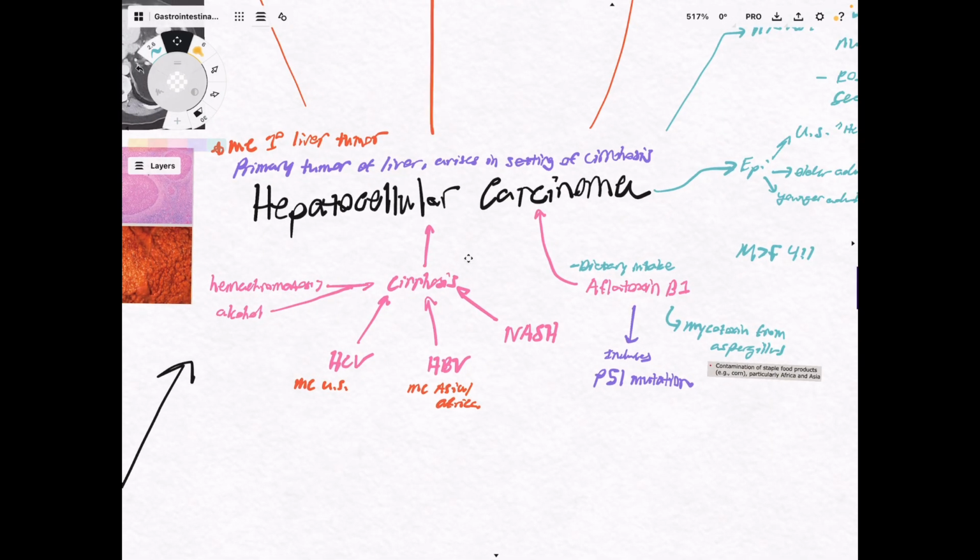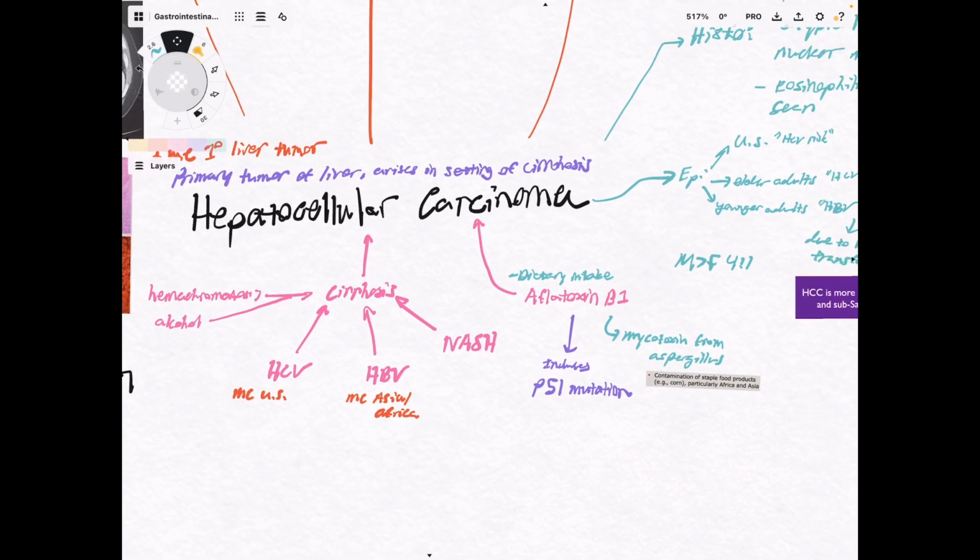And then, of course, NASH or non-alcoholic fatty liver disease. And then the other cause of hepatocellular carcinoma, other than cirrhosis, is going to be aflatoxin. Aflatoxin B1 induces a p53 mutation, a very big cellular protein that prevents cell growth. And you can get aflatoxin from Aspergillus.